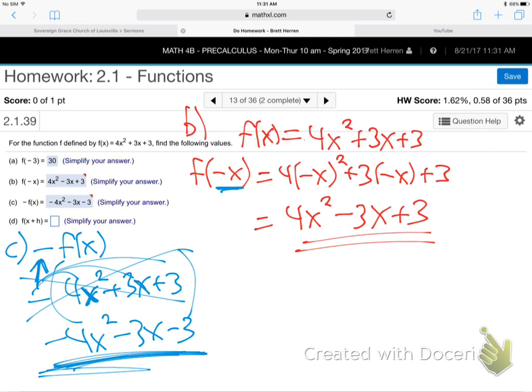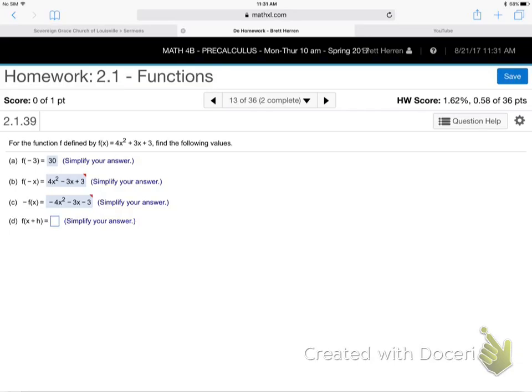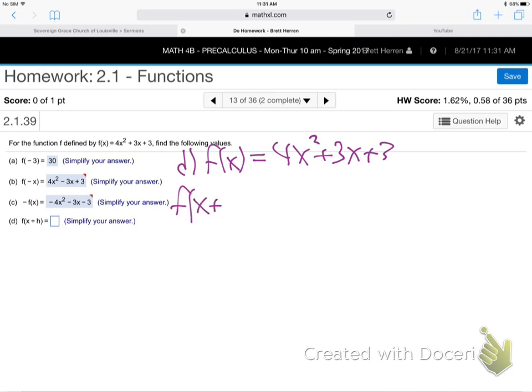And then part D, let's go. If you guys got that down, I'm going to go to part D. So part D then is even a little more complex. So part D here, again, f of x, the original function, is 4x squared plus 3x plus 3. They want us to say, okay, what's f of x plus h? Well, what do we do? Same thing, plug that in for x.